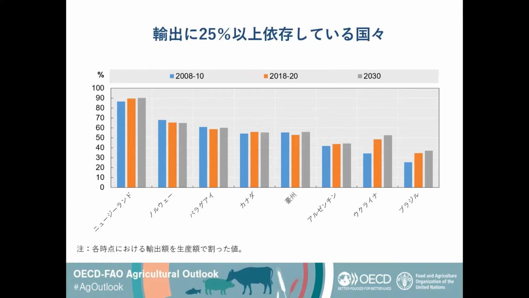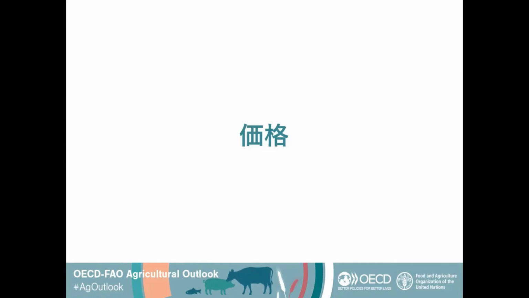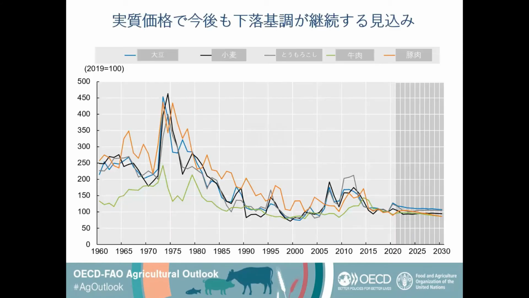Next slide. Getting from trade to prices. So everything comes together, exports, imports, production, consumption, and prices to balance it. Next slide. You have this long run slide of real prices. And you see it's a decline over time, but it's more flattening out.